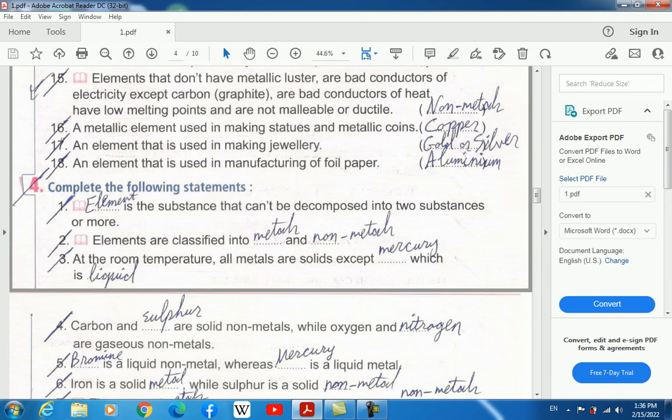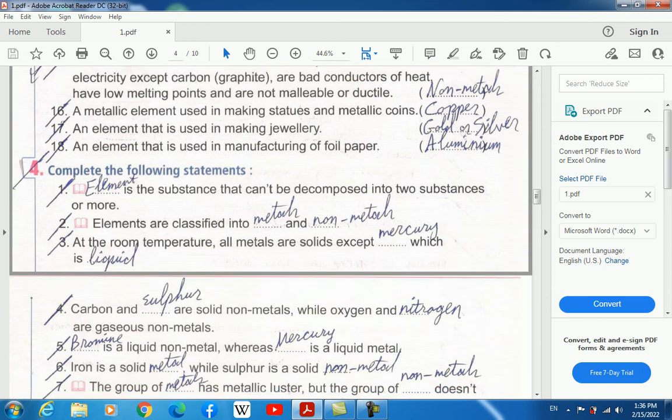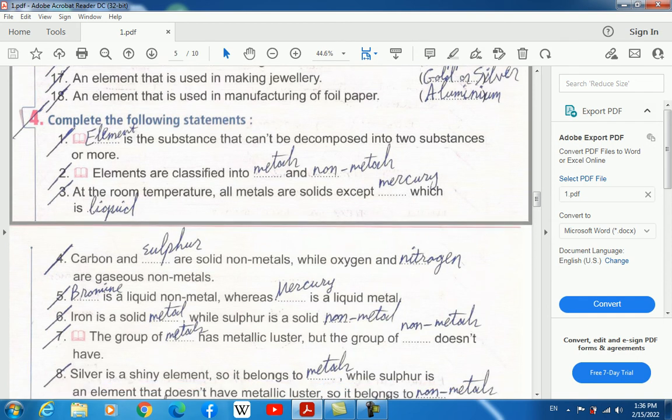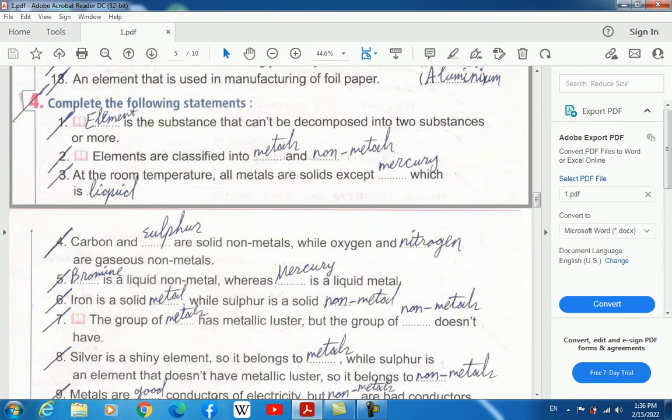15. Elements that don't have metallic cluster are bad conductors of electricity except carbon, graphite, are bad conductors of heat, have low melting points, and are not malleable or ductile. They are non-metals. 16. A metallic element used in making statues and metallic coins. Copper. 17. An element that's used in making jewelry. It's gold or silver. 18. An element that's used in manufacturing of foil paper. This is aluminium.